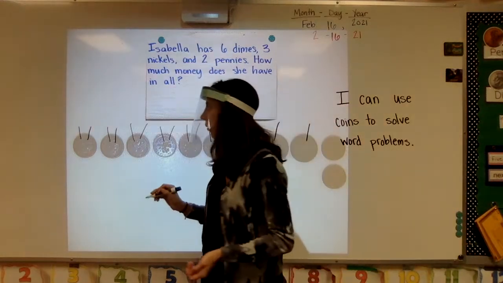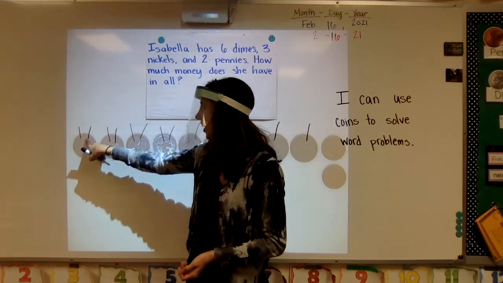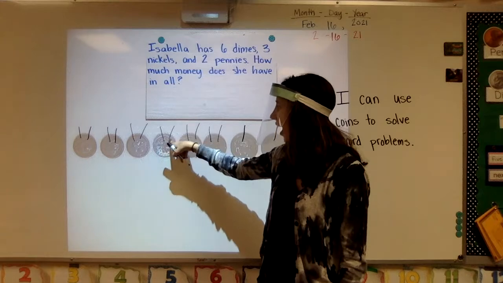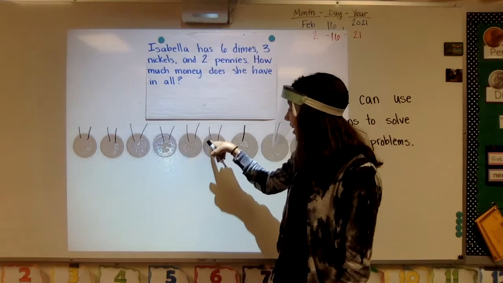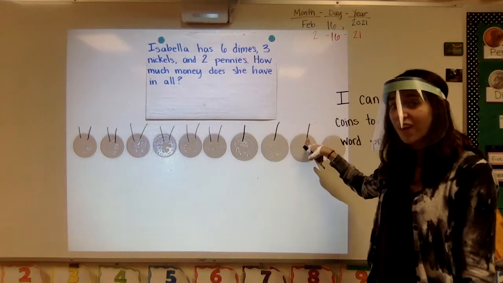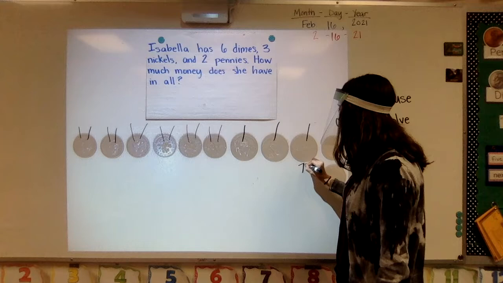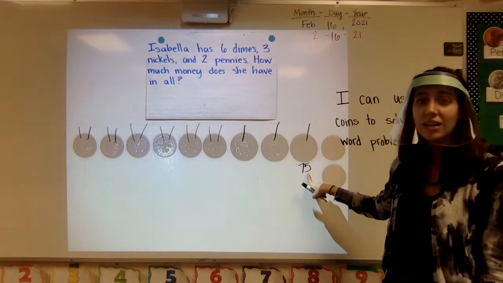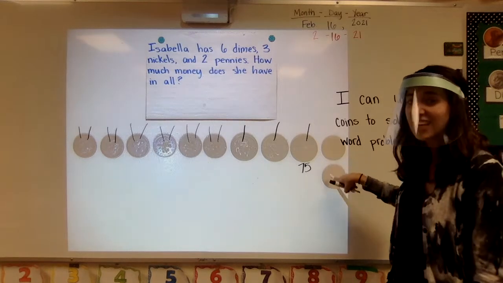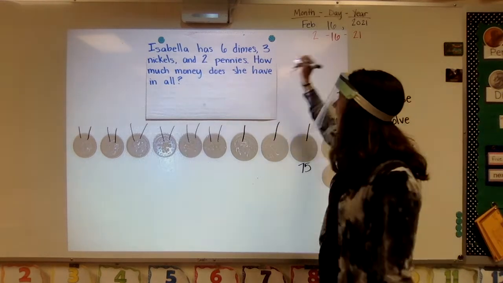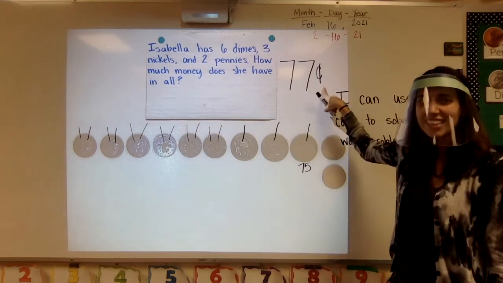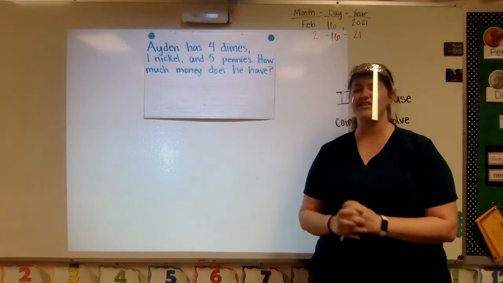So let's practice counting by 5s. We have 5, 10, 15, 20, 25, 30, 35, 40, 45, 50, 55, 60, 65, 70, 75. I'm going to write that down so I don't forget it. So I know I need to add 1 more. So 75, 76, 77. So in all, Isabella would have 77 cents. Wow, that was a really helpful example, Miss Lestico.